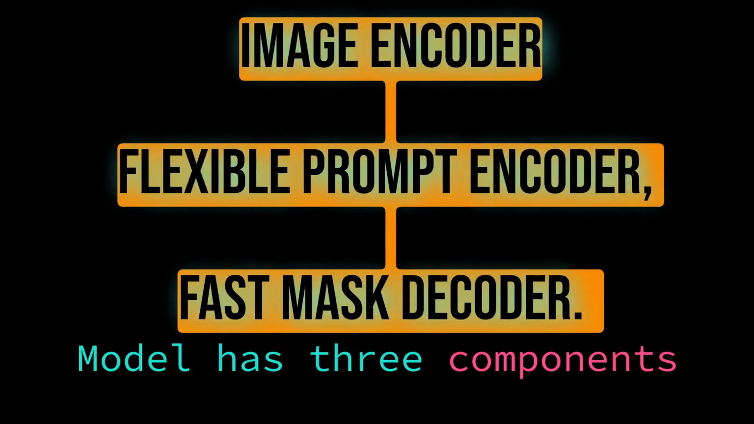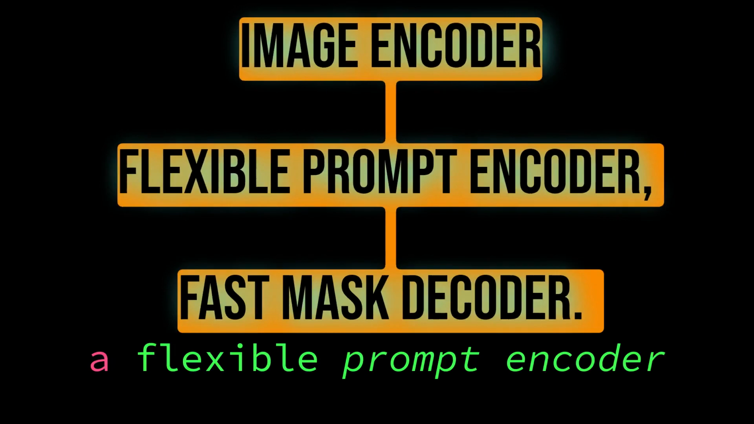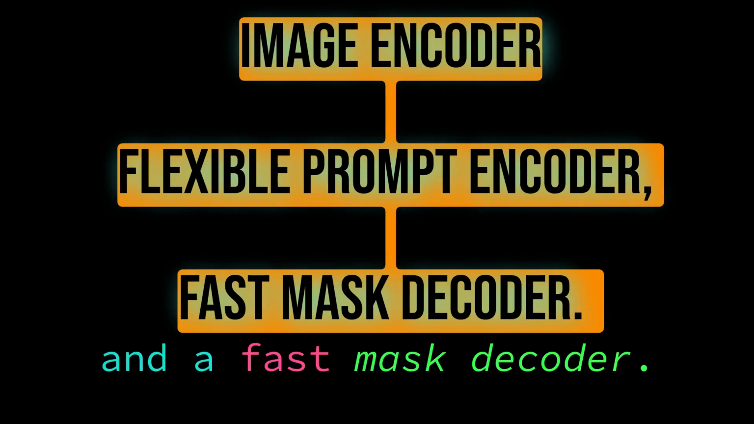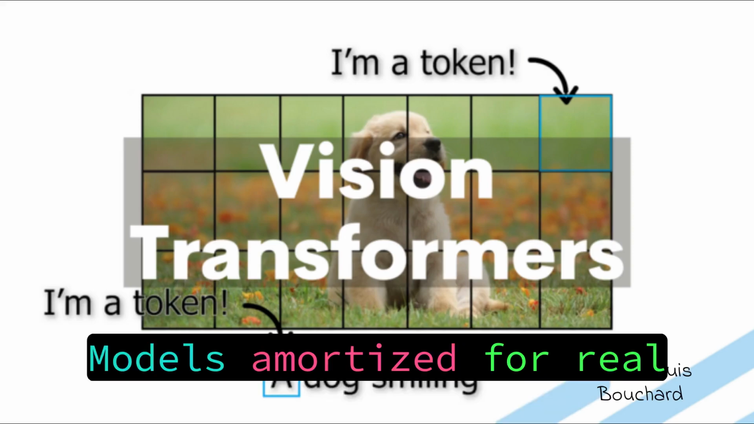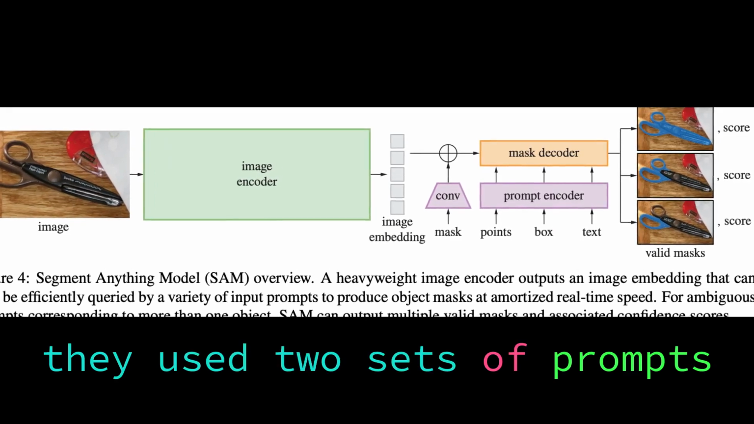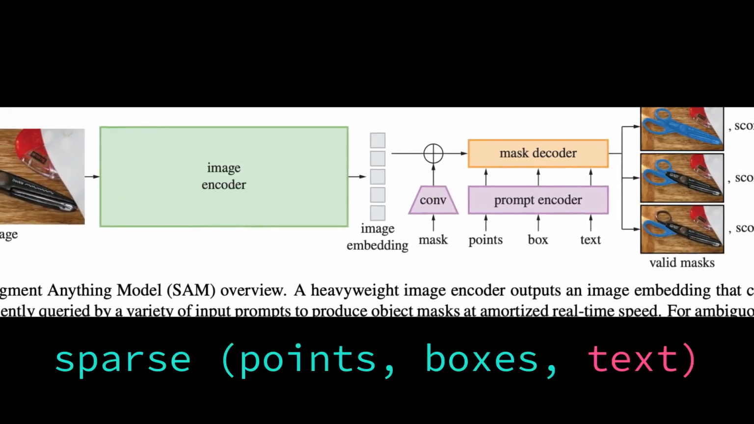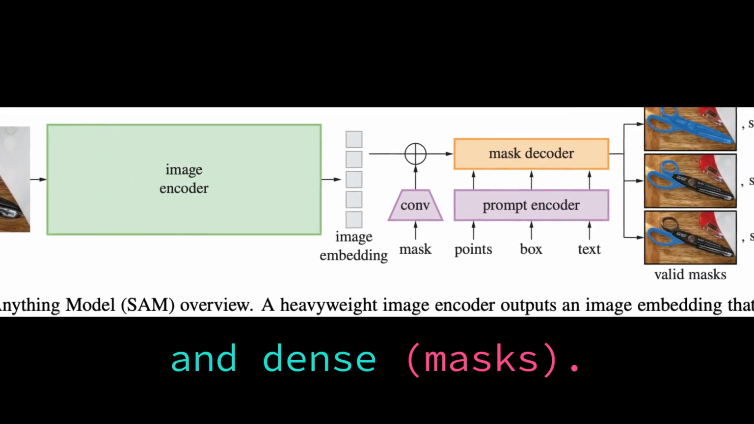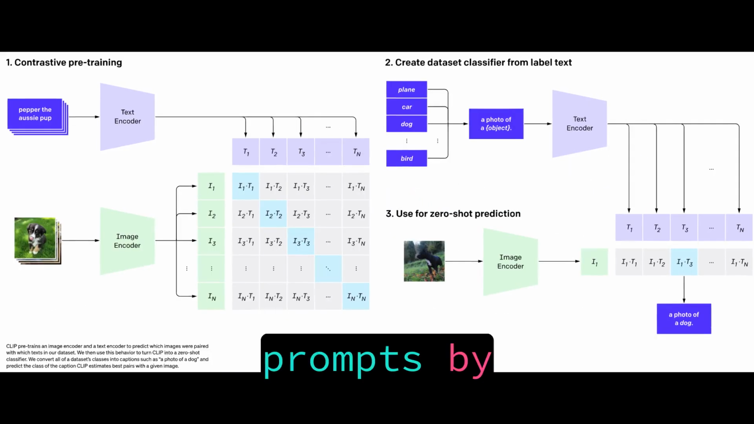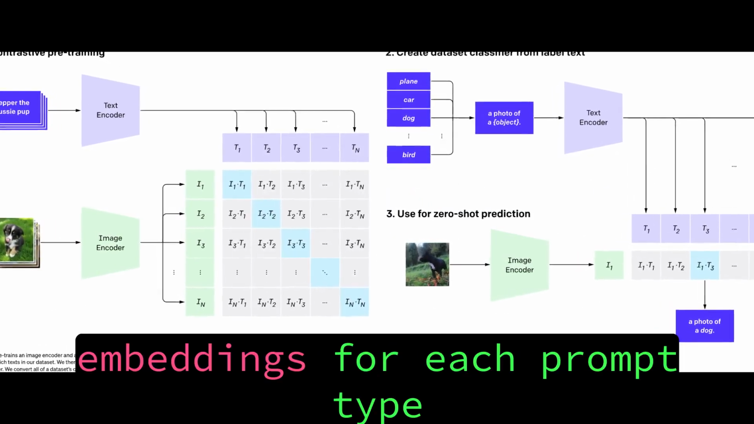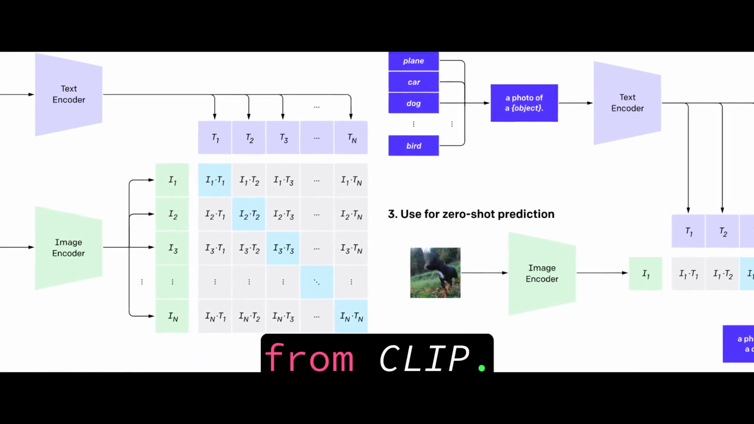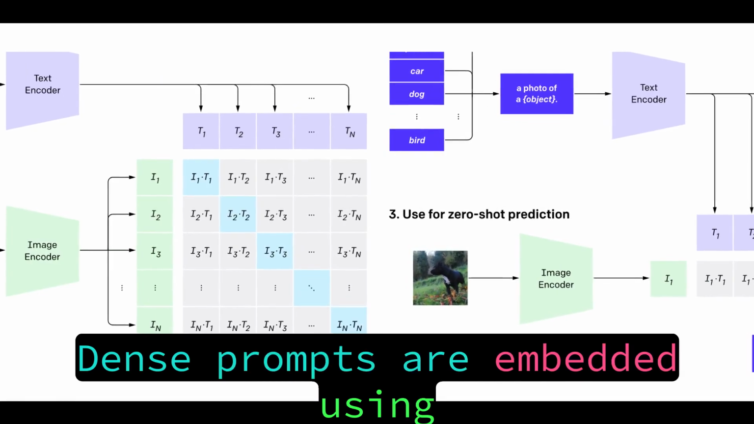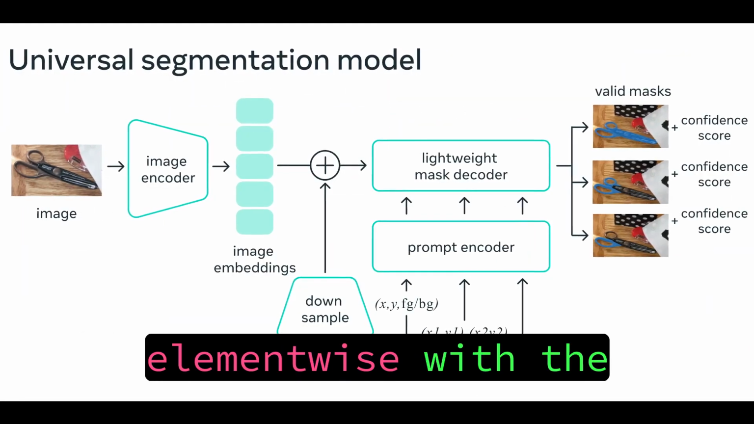The model has 3 components: an image encoder, a flexible prompt encoder, and a fast mask decoder. They are built on transformer vision models amortized for real-time performance. For the prompt encoder, they use 2 sets of prompts: sparse, meaning points, boxes, and text, and dense masks. They represented sparse prompts by positional encoding summed with learned embeddings for each prompt type, and free-form text with an off-the-shelf text encoder from CLIP.